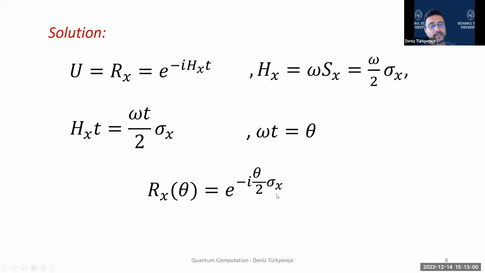So sigma x is still a matrix represented by 2 by 2 dimension. So this is an exponential matrix problem, but this is in fact the answer of my question. So this is the rotation which is needed to make an X rotation in my Bloch sphere, but I can expand this expression.